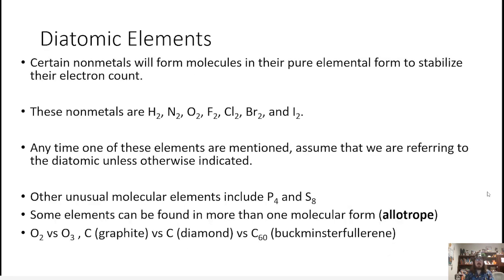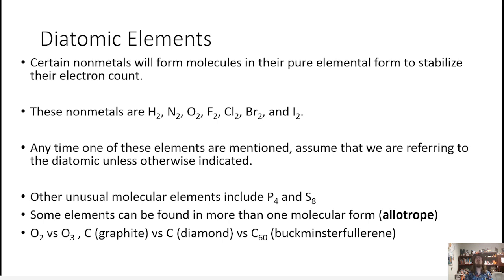Now, before we get into any of those major ones, we need to talk about diatomic elements. Certain nonmetals tend to form molecules in their pure elemental state in order to stabilize their electron count. Hydrogen, nitrogen, oxygen, fluorine, chlorine, bromine, and iodine all form diatomic molecules.